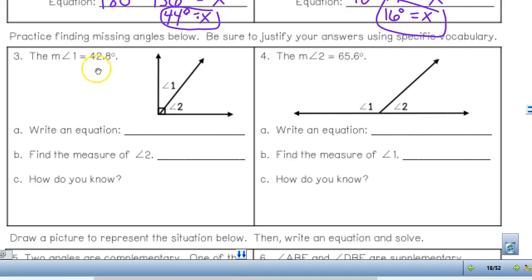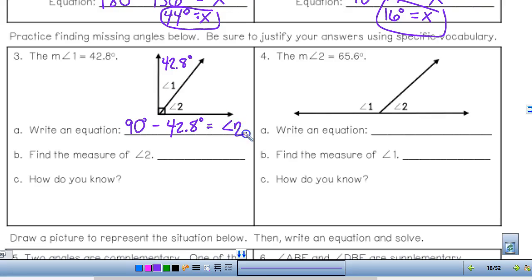All right, so for question number 3, we know that the measure, that little m stands for measure, of angle 1, so angle 1 right here, is 42 and 8/10 degrees. Our job is to figure out what is angle 2. Since this forms a right angle, those are complementary, so I'm going to start with 90 degrees. I'm going to subtract my 42 and 8/10 degrees, and that lets me know how much is left over to represent angle 2.